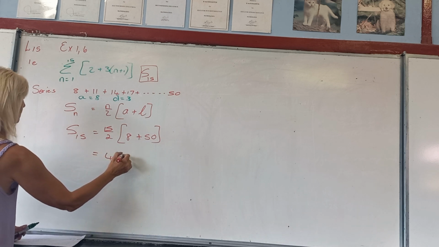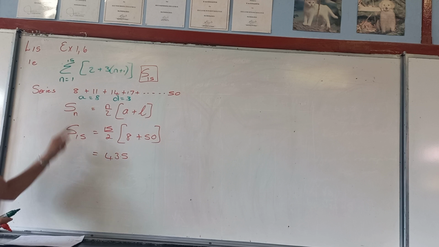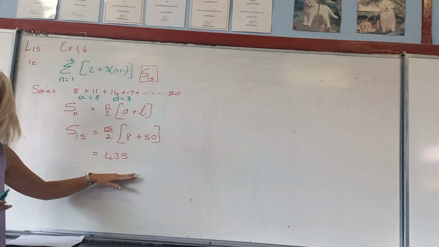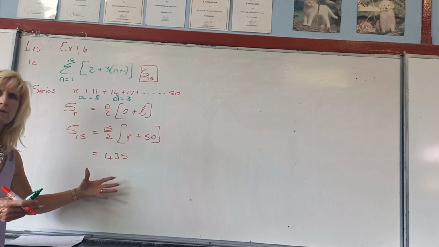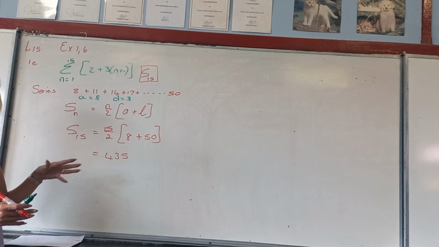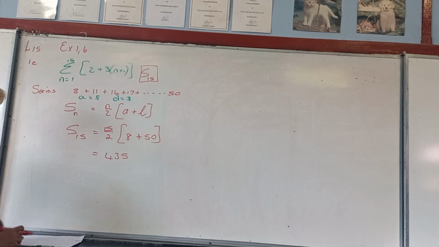4, 3, 5. If I got 4, 3, 5 and a half, would it have made sense? Why not? It's all whole numbers, adding 3, adding 3, adding 3. So I'm just saying, if it was 4,000 and something, and there's only 15 of them, I should have also failed. So just a measure of logic as well, to see if maybe you made a big mistake.